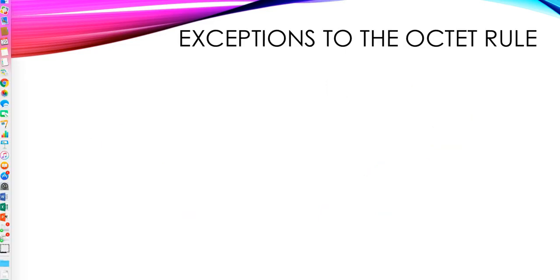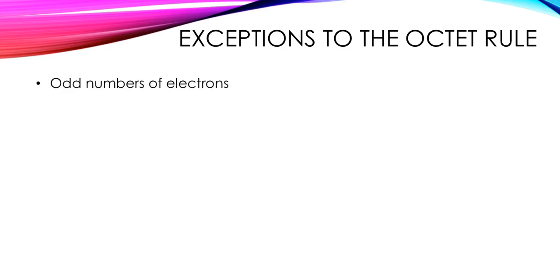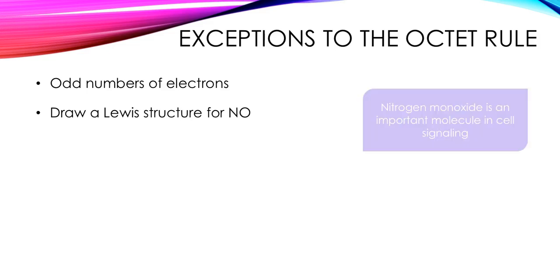All right. Now that we've done some structures that obey the octet rule, let's go on and talk about exceptions to the octet rule, which are actually fairly common. We can have molecules with odd numbers of electrons. These aren't very common at all. There's really only a few well-known examples. But one example is nitrogen monoxide, which, by the way, is an important molecule in cell signaling. So if we go and draw a Lewis structure for this, there's no way to make it fully follow the octet rule because we end up with 11 electrons. There's no way around that.